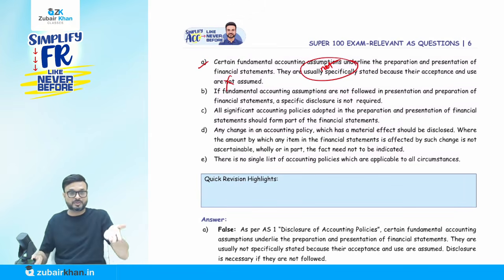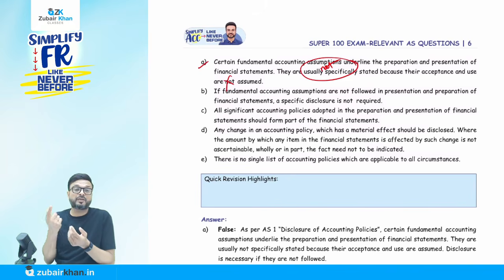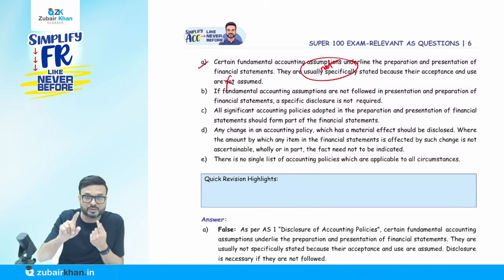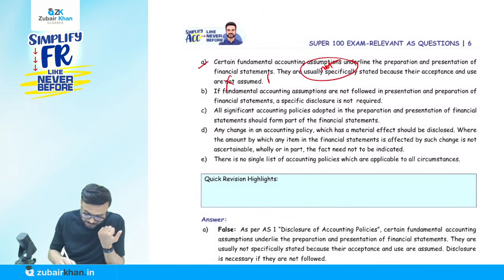We have GCA: going concern, consistency, and accrual. We usually don't mention them. Why? Because they are generally assumed. If we don't follow GCA, then we have to disclose it. Therefore, the answer is false here.